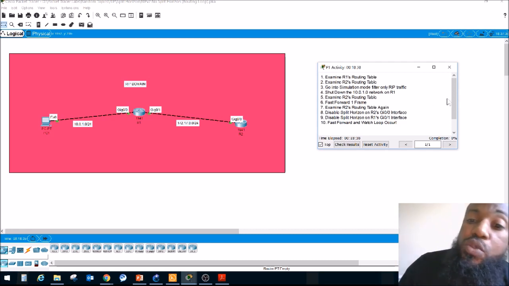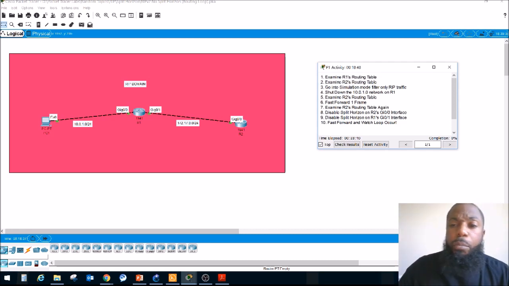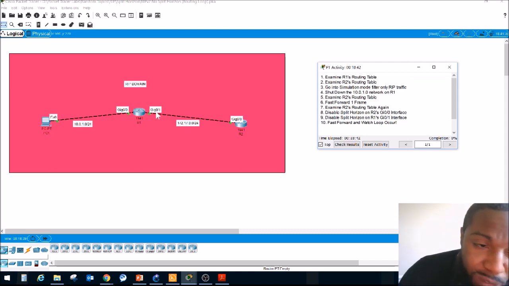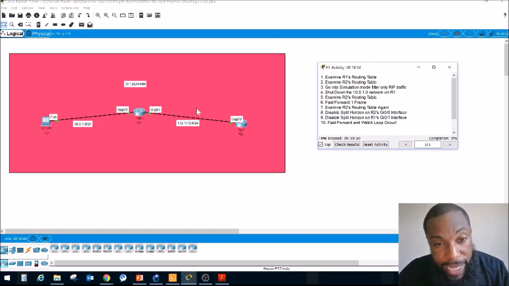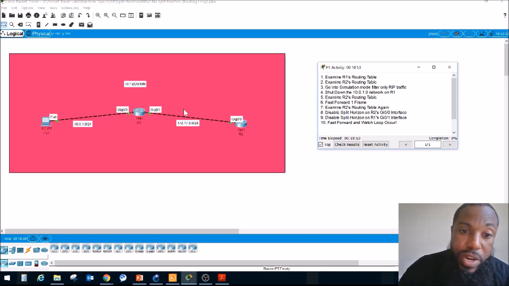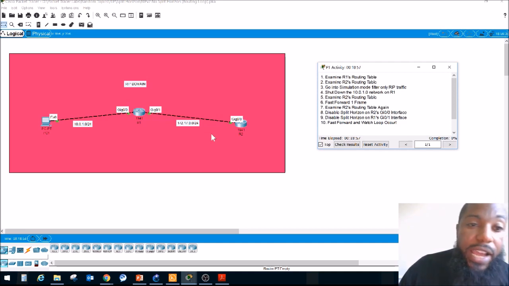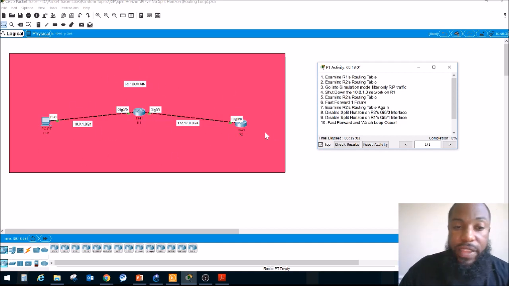So first thing we're going to do is examine router 1's routing table. Before we even do that, let's examine this topology as a whole. We got PC1 in the 10.0.1.0 network. We got router 1 that sits in between the 10.0.1.0 network and the 172.17.0.0 network. These are both /24 networks, and we got router 2 on this side. Again, this is the entire RIP domain, and they are sharing RIP routes. So let's go ahead and examine router 1's routing table.